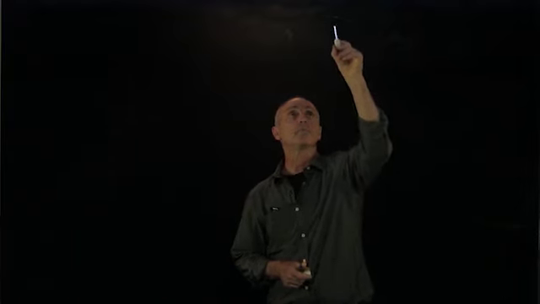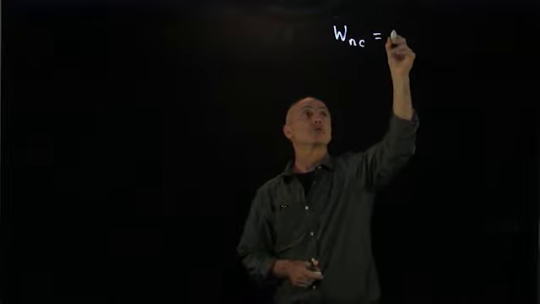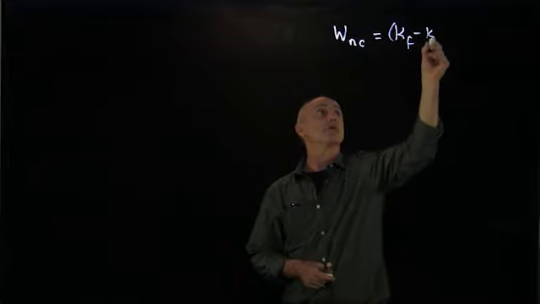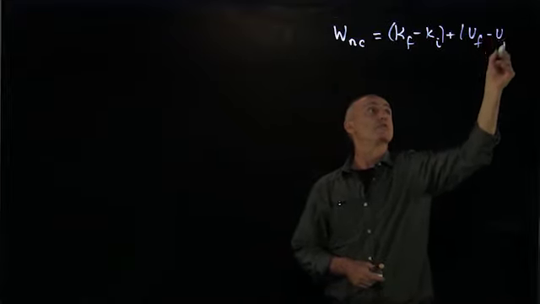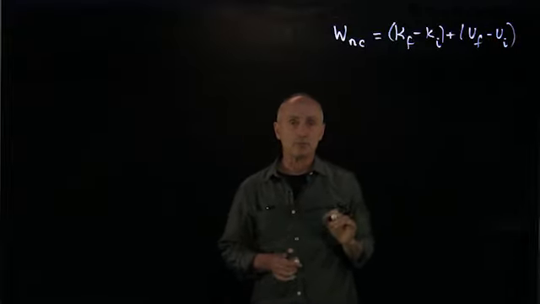In problem solving, when we're working with problems with potential and kinetic energy, remember we have our main concept that the non-conservative work causes the potential energy and kinetic energy to change: K final minus K initial plus U final minus U initial. Now, how are we going to apply this in problem solving?